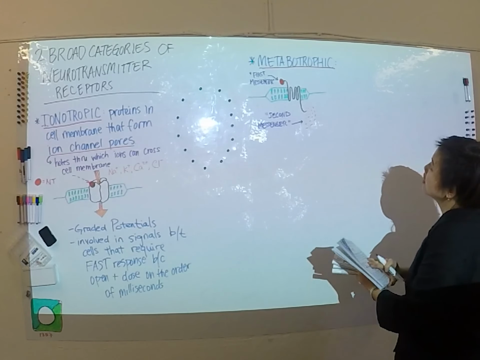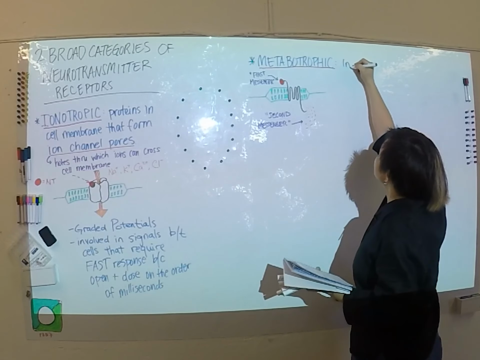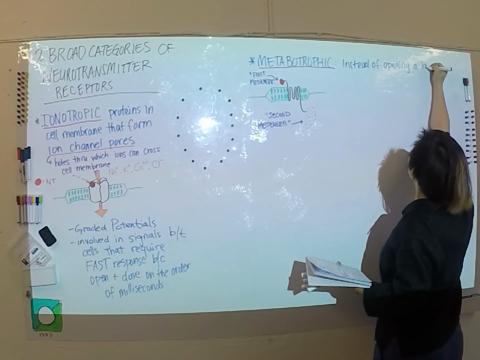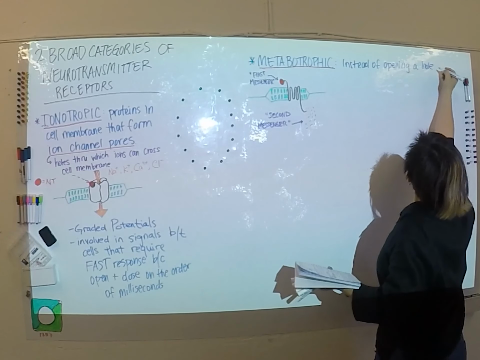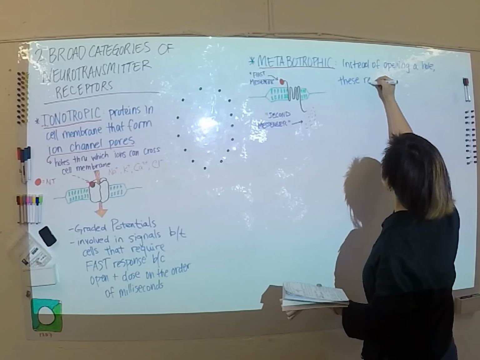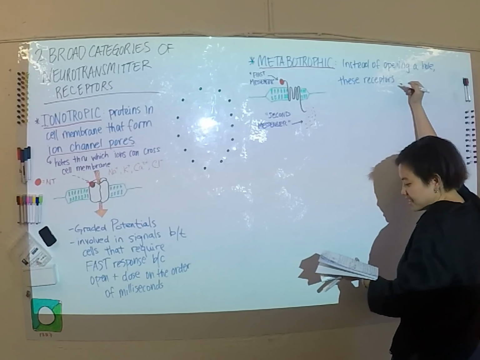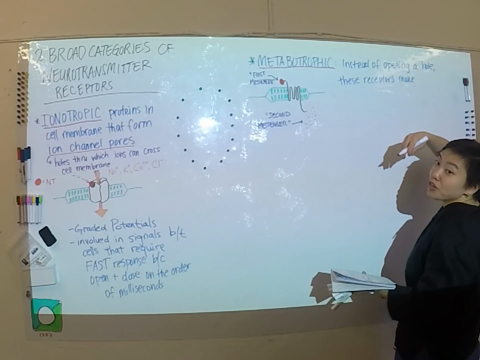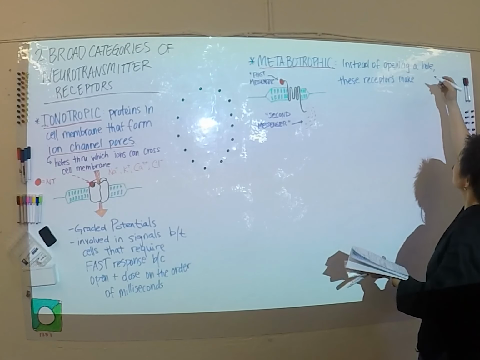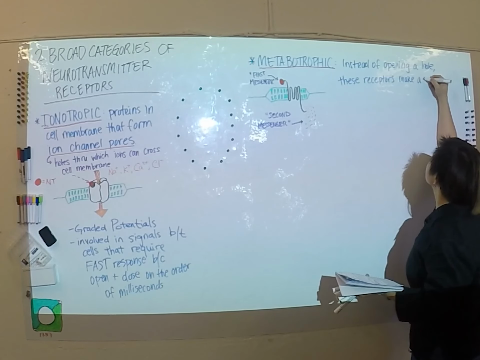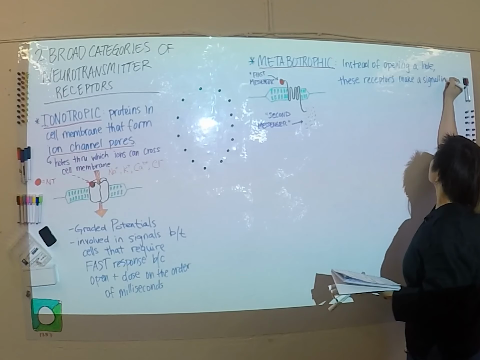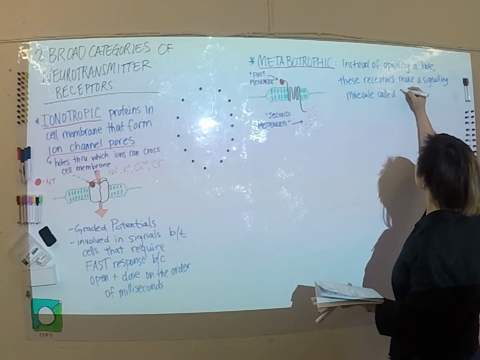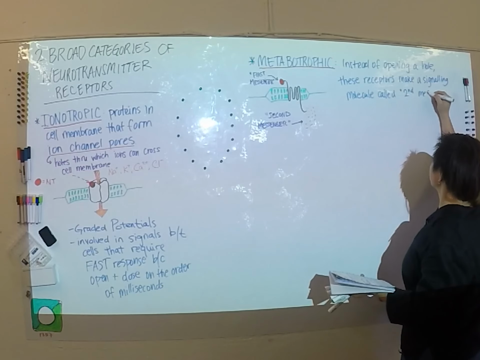So metabotropic, what does it do? Instead of opening a hole, these receptors instead make either themselves or make the cell create a signaling molecule called the second messenger.